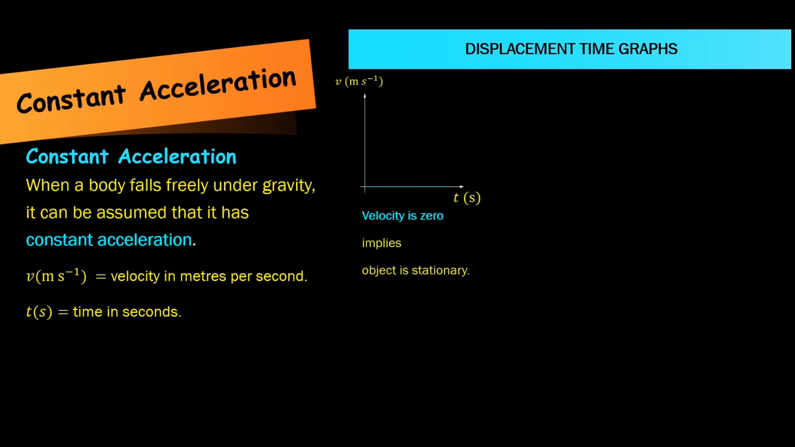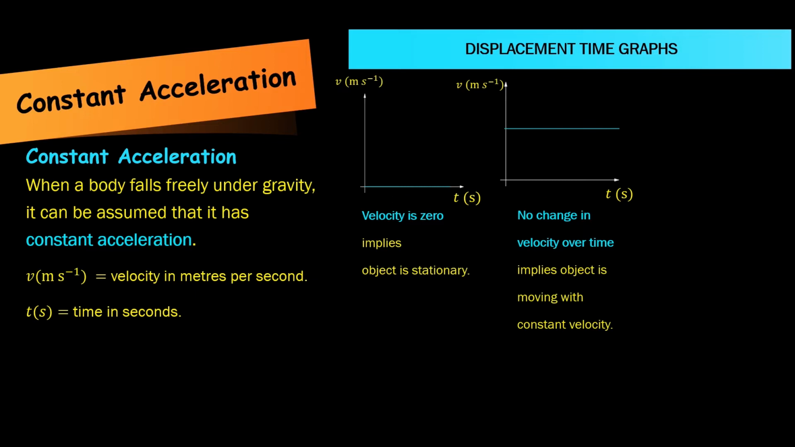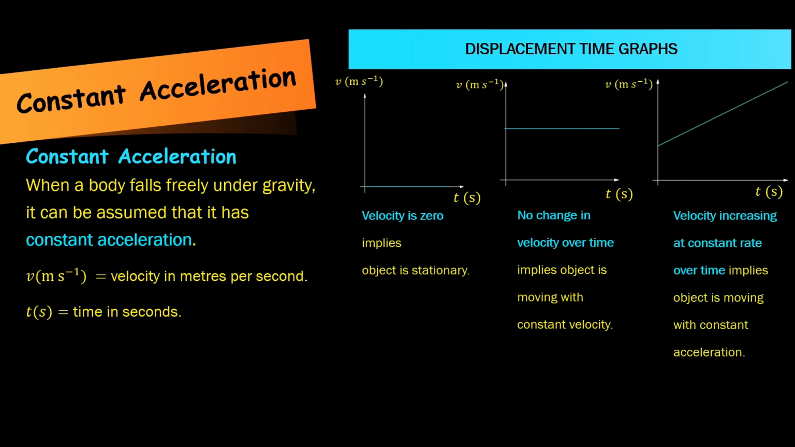So here's a summary. Here the velocity is 0, and it implies the object is stationary. Here there is no change in velocity over time, and it implies the object is moving with constant velocity. And here the velocity is increasing at a constant rate over time, and it implies that the object is moving with constant acceleration.